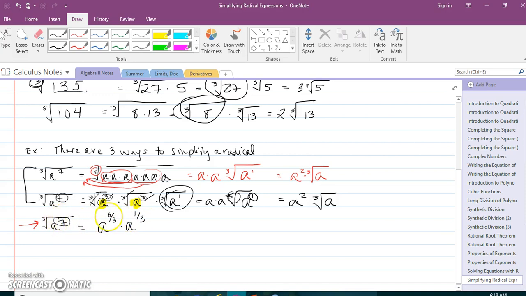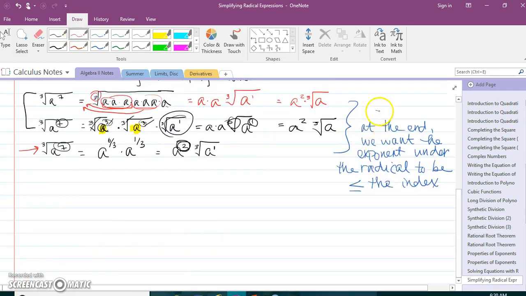So you break up 7 and you break it into the number that is divisible by 3, the biggest number divisible by 3, and then you write the remainder over the index as well. Well, a to the 6 over 3 is a squared, and then I'm left with the cube root of a. So basically, you just do the exponent divided by the index, and whatever that number is, it's your exponent on the outside, and then whatever the remainder is left as an exponent under the radical.